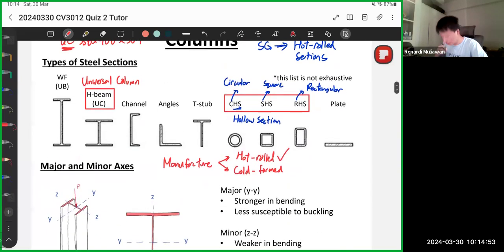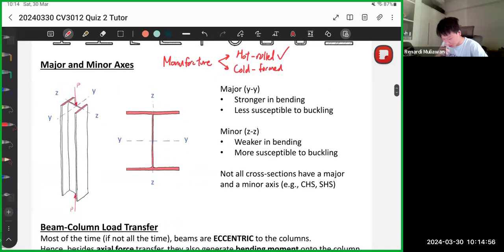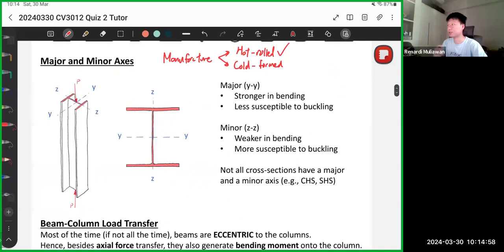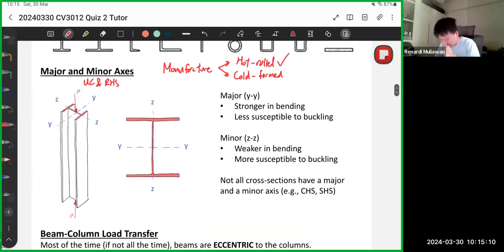Okay, so let's continue on. So there are the major and minor axis. This is another concept that you need to know. This is especially for RHS and UC. Usually we label a section according to their strong and weak axis. So we call the strong axis YY. We call the weak axis ZZ. This is important because buckling usually happens in the ZZ axis. So you need to know which one is ZZ, which one is YY.